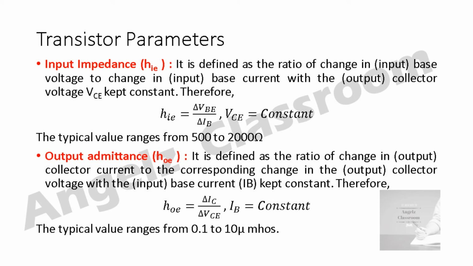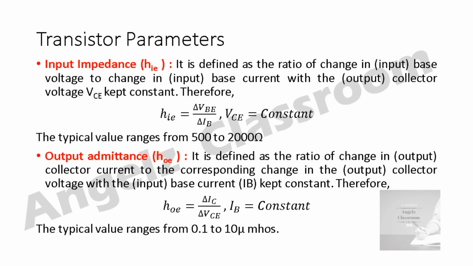Now HIE is defined as the ratio of base emitter voltage to the base current with VCE constant. This is similar to the input characteristics. In input characteristics, we kept the output voltage constant, kept changing the input voltage, and measured the current. Now HIE is equal to delta VBE divided by delta IB, at that time VCE being constant. The typical value ranges from 500 to 2000 ohms.